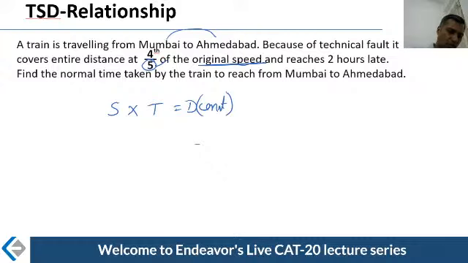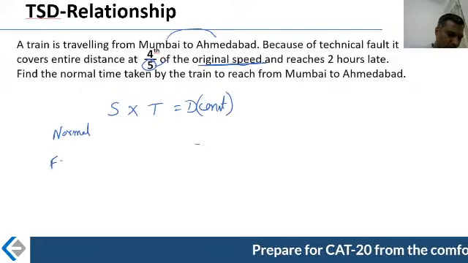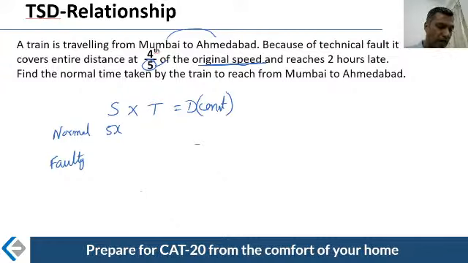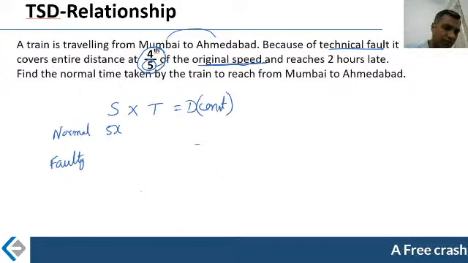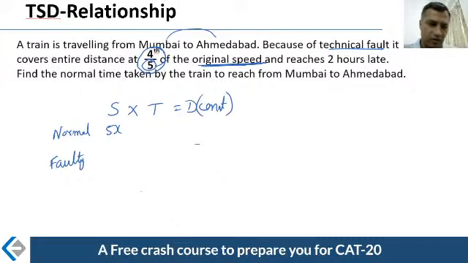Let's come here. One is the usual, no fault, which means the normal situation. The second one is a faulty situation, where there is some technical fault. For the normal situation, let me take the speed as 5x. You may wonder why 5x: because when there is a technical fault, the speed becomes 4/5 of the original speed. So why don't you assume the original speed to be 5x? That's easier, thereby calculating 4/5 of 5x, life is easier. You can write it as 4x.